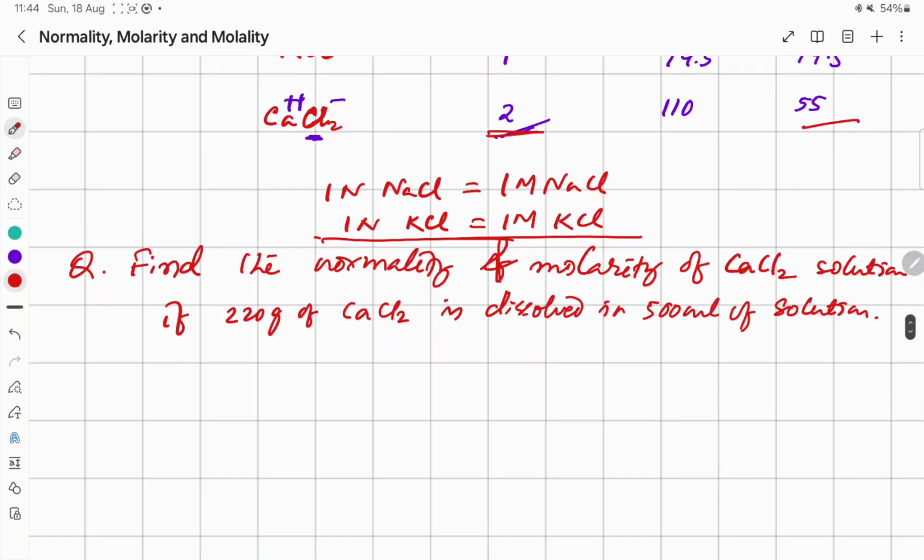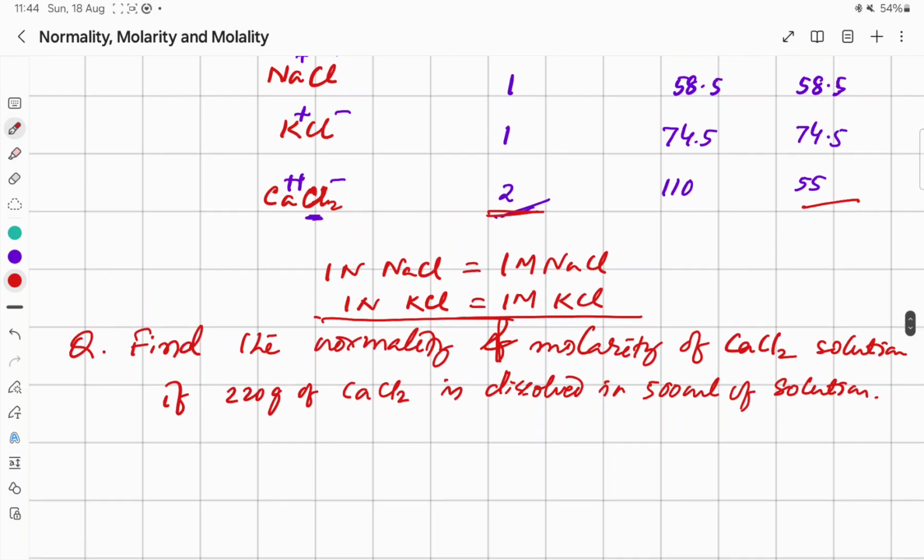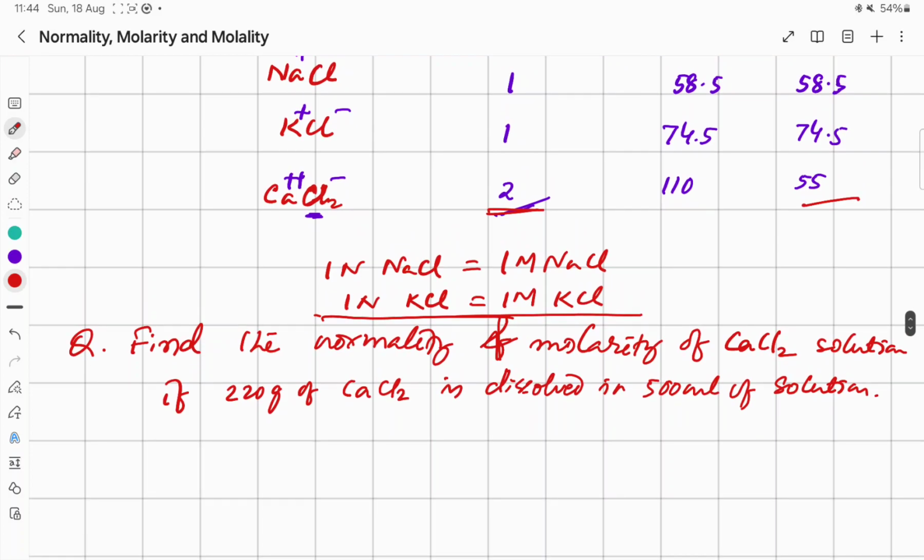So find the normality and molarity of calcium chloride solution if 220 gram of calcium chloride is dissolved in 500 ml of solution. So number of moles of calcium chloride is 220 gram we have taken, divided by molecular weight 110, so 2 moles.